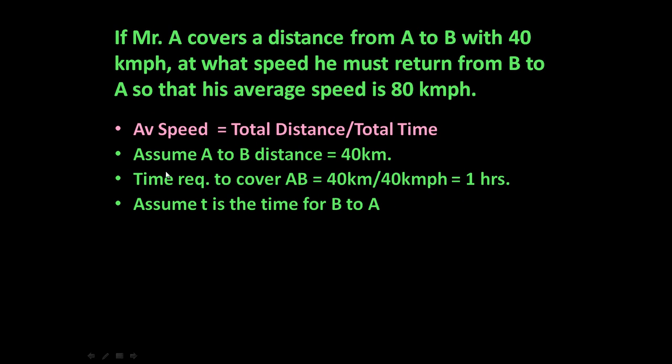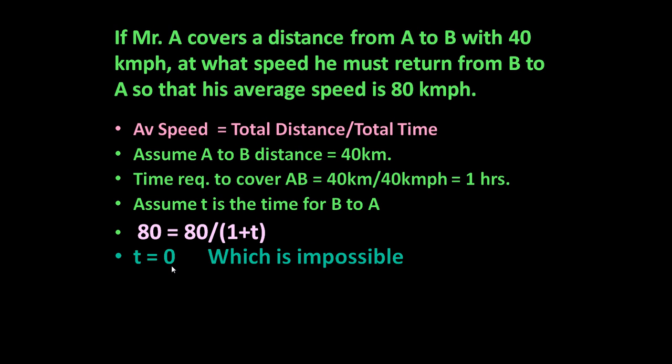This is the total time, 1 plus T, and total distance will be 40 plus 40, 80 km, and you put all these values in this equation. We know average speed is 80, it is given average speed is 80 km per hour, total distance is 40 plus 40 means 80 km per hour, and total time is 1 hour plus T hour, 1 plus T. Solve this equation, you will get T is equal to 0. It means for returning from B to A, even though distance is 40 km, he must take only 0 hours, then only his average speed can be 80 km per hour.